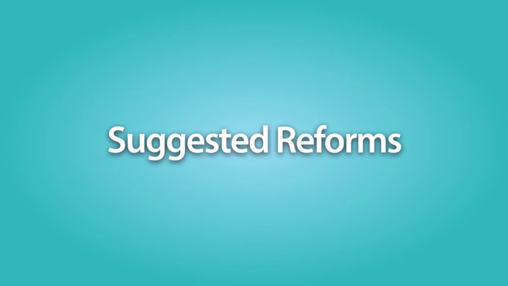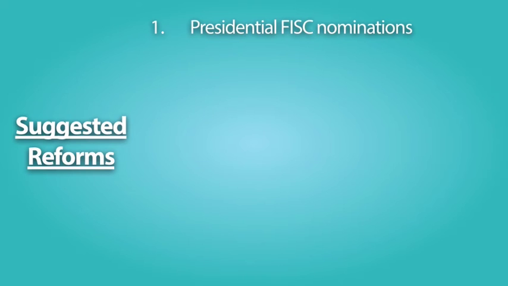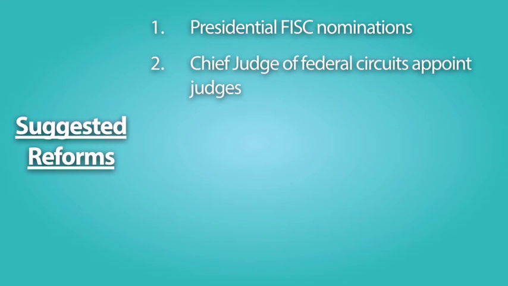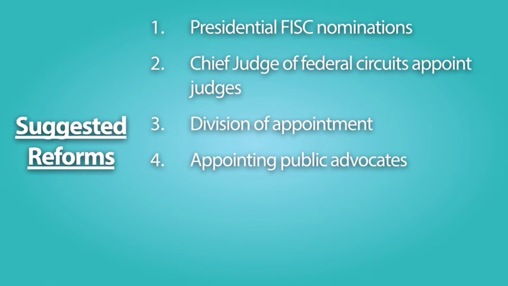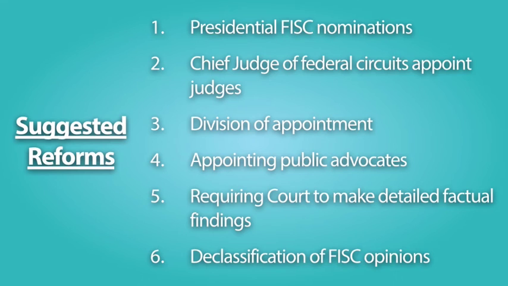The controversy surrounding the court and its approval of various NSA surveillance programs generated by the Edward Snowden revelations have prompted several lawsuits and numerous calls for reform by commentators and members of Congress. Some of these reforms include the following: requiring the President to nominate FISC judges subject to Senate confirmation, allowing the Chief Judge of each federal circuit to appoint one judge each, dividing the appointment of judges between the Chief Justice and the majority and minority leaders of both houses of Congress, appointing a public advocate or independent counsel to participate in FISC hearings and to challenge the government's surveillance applications, requiring the court to make detailed factual findings supporting its decisions, and finally, declassifying many of the FISC opinions or releasing redacted opinions that reveal the resolution of the constitutional and other legal issues presented in the applications.